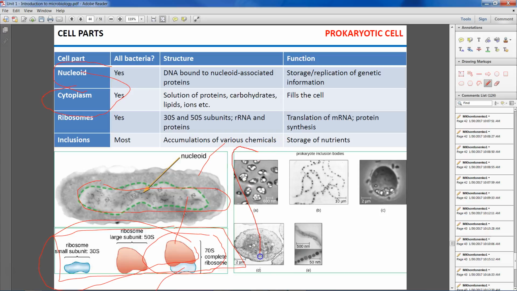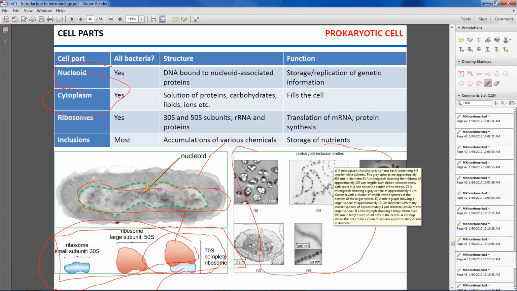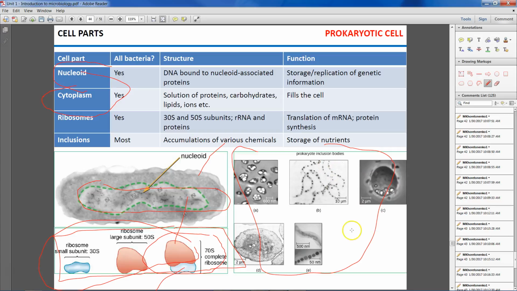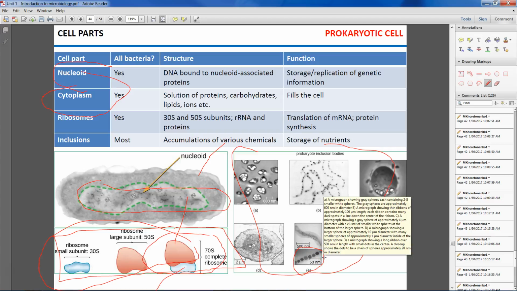Inclusions. Storage. You can see different types of inclusions. You can find organic molecules there. Storage of food. Storage of sulfur sometimes as a source of electrons in oxidative reactions. Here you can see magnetosomes, inclusions that contain iron. Magnetotactic bacteria that follow the magnetic field of Earth have those inclusions. Why do they do that? We have no clue.